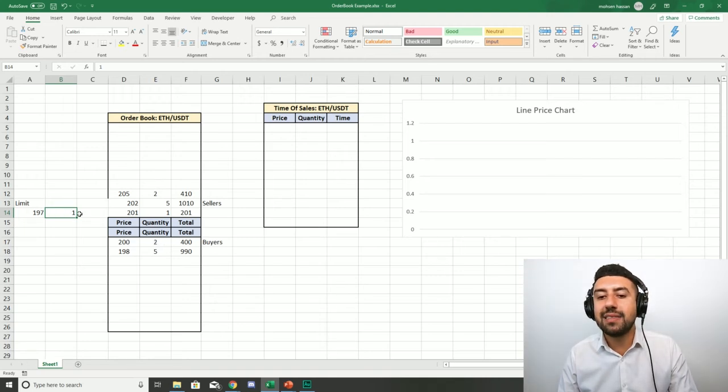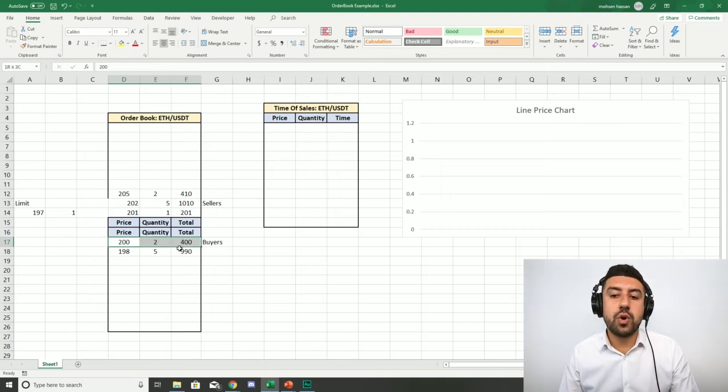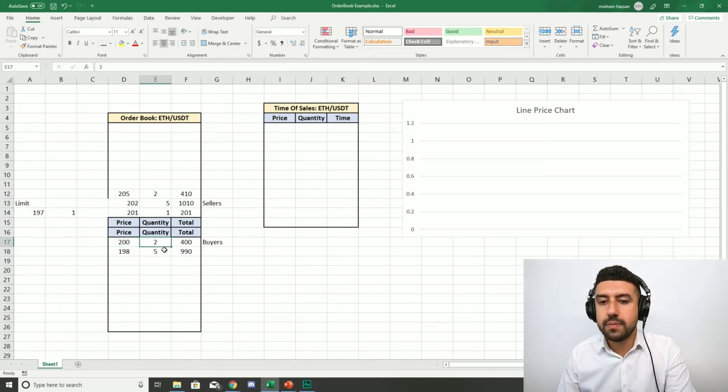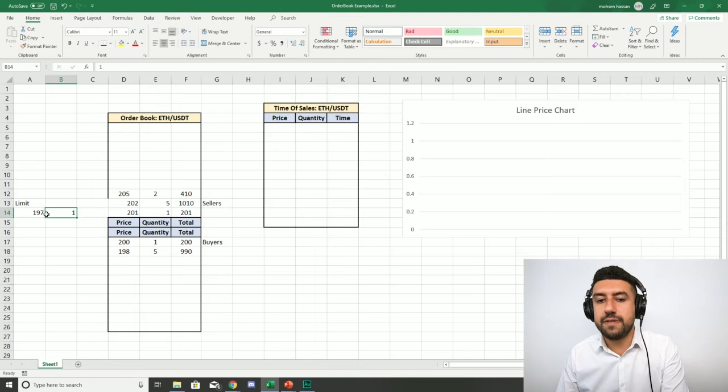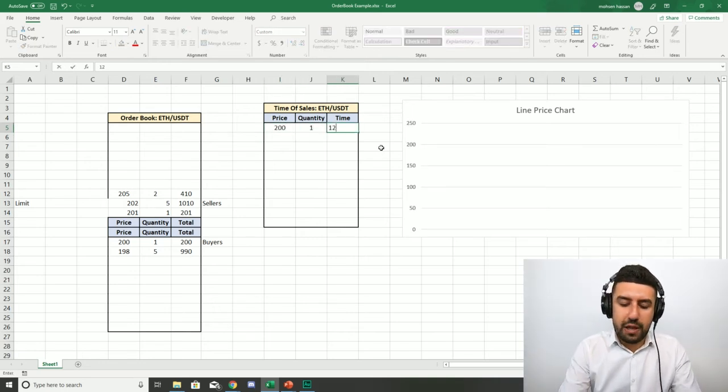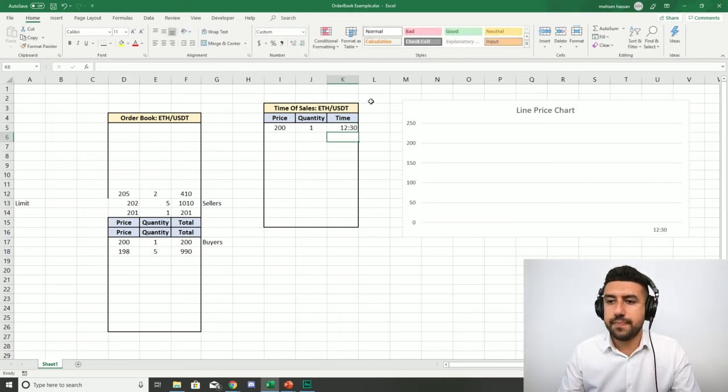What price are they going to transact at? They're going to transact at 200 because the price of 200 is already available. The seller who wants to sell at 197 says, I want to sell at 197 or better. And there is a better price, so he is going to get a better price. So this guy is going to get filled for 1. So there's still going to be 1 left. This guy is going to be filled. So they transacted together. And their transaction is going to show up here on the time of sales. And here is going to show up 200, 1, and the time. So if it's 12, I don't know, 30, it'll show up here.